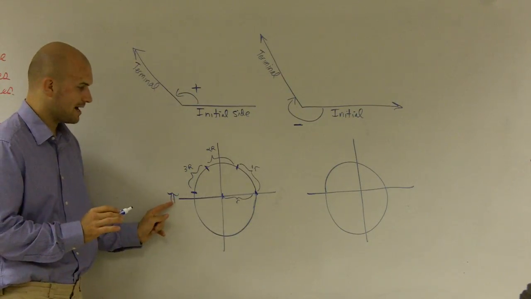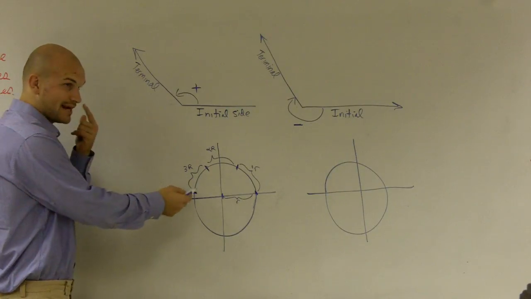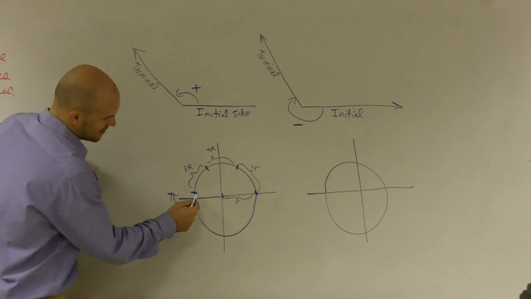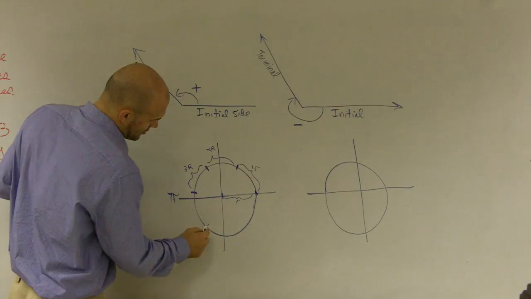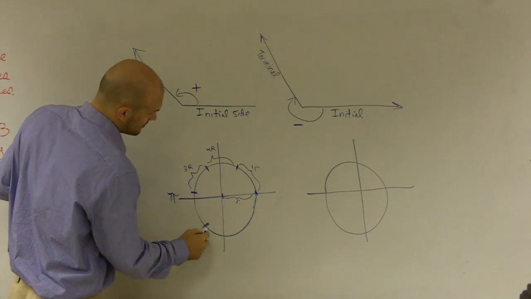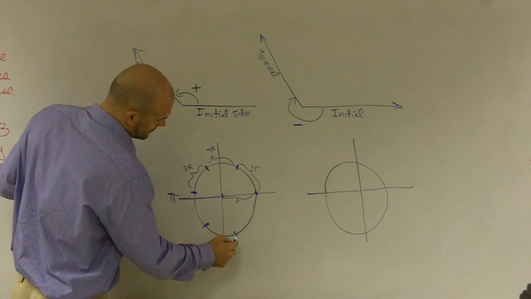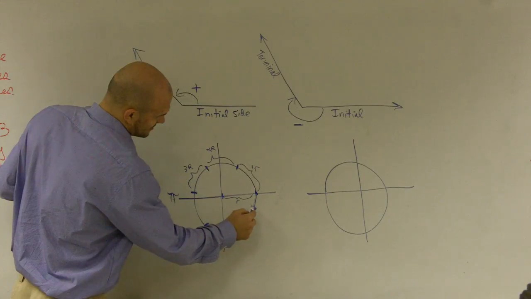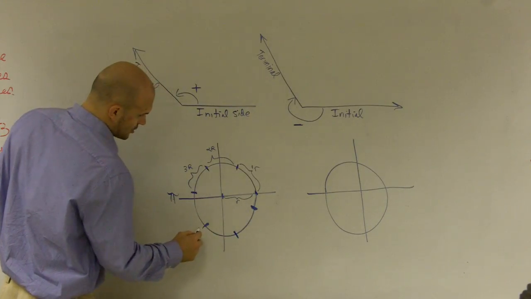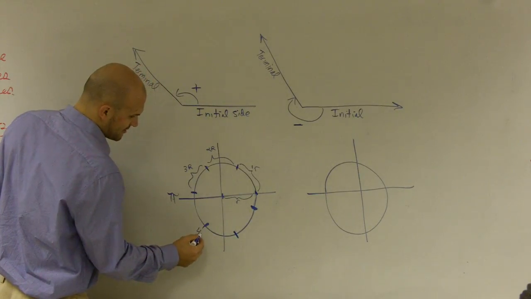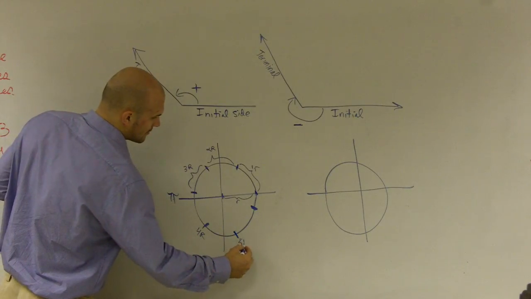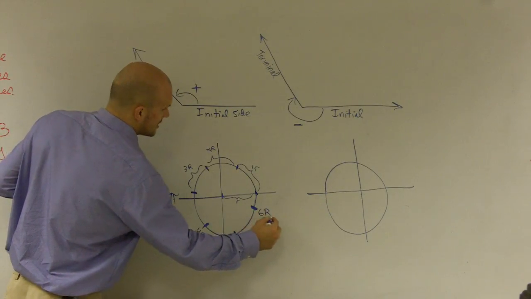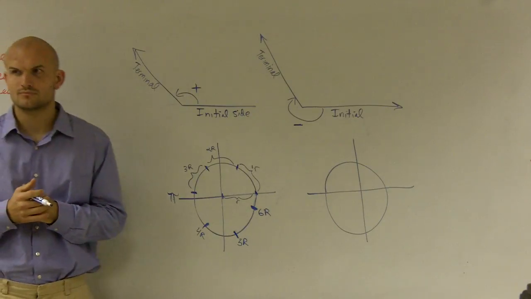So to get to here would just be pi, or 3 radians plus 0.9. Therefore, 4 would probably be about here, 5 probably about here, and 6 probably right there. So right here we could say this distance would be 4r, 5r, or 6r, right?